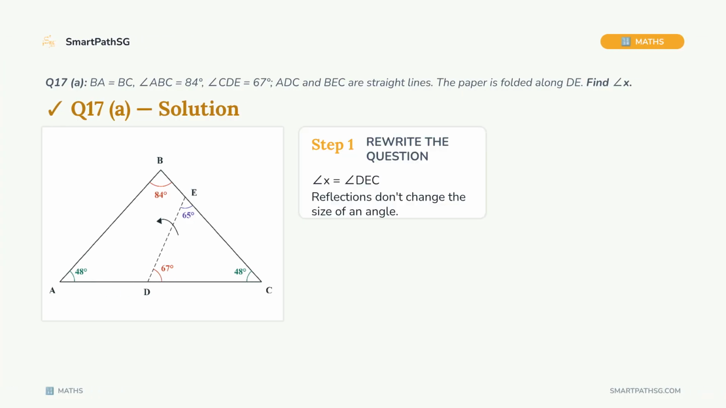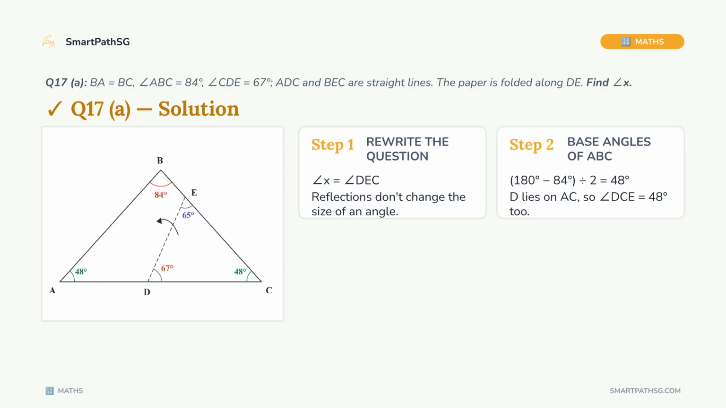Step 1, we rewrite the question. Angle X equals angle DEC, because reflections don't change the size of an angle. Step 2, find angle DCE. Since BA equals BC, triangle ABC is isosceles, so its base angles are equal. 180 minus 84 divided by 2 is 48 degrees. D lies on AC, so angle DCE is that same 48.